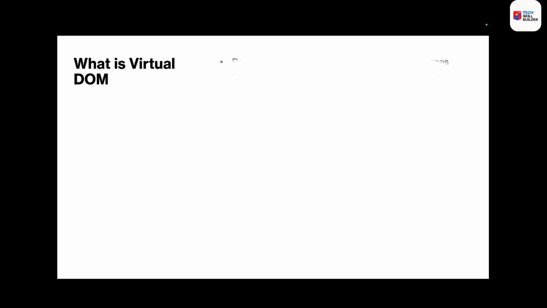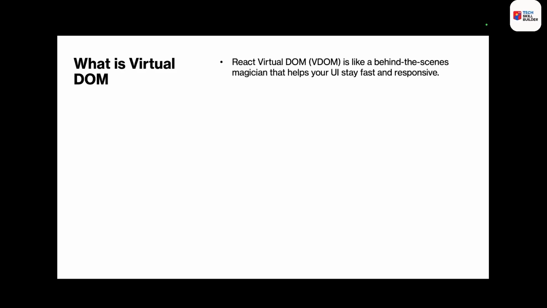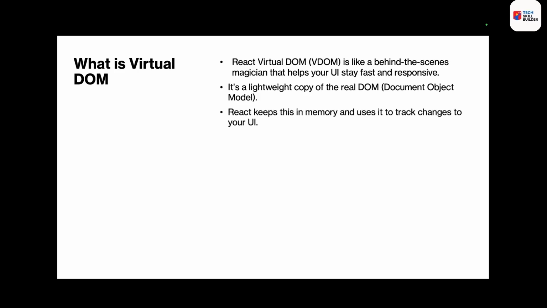What is virtual DOM? React Virtual DOM is like a behind the scenes magician that helps your UI stay fast and responsive. It's a lightweight copy of your real DOM, the document object model. React keeps this in memory and uses it to track changes to your UI. How does it work?